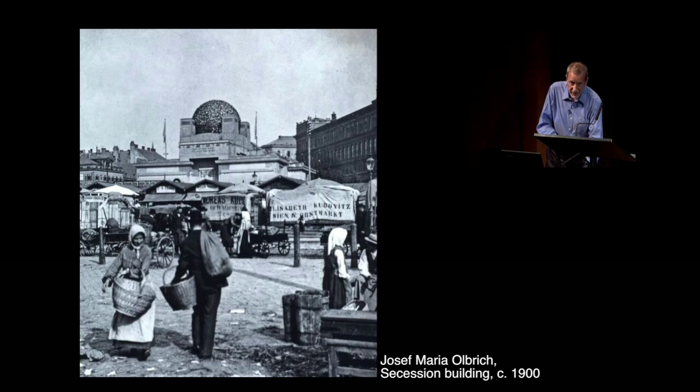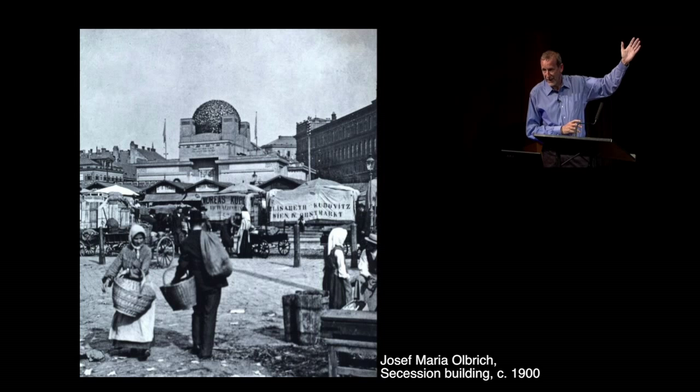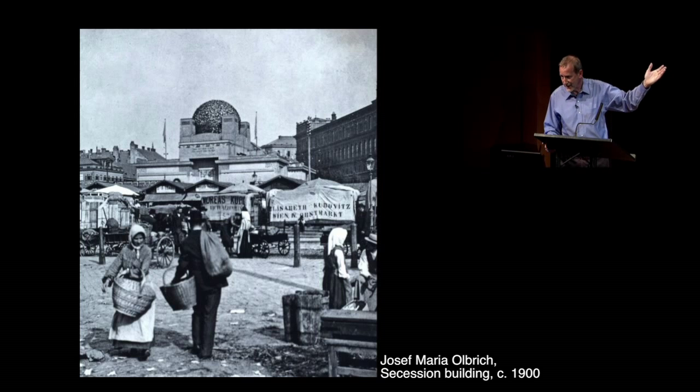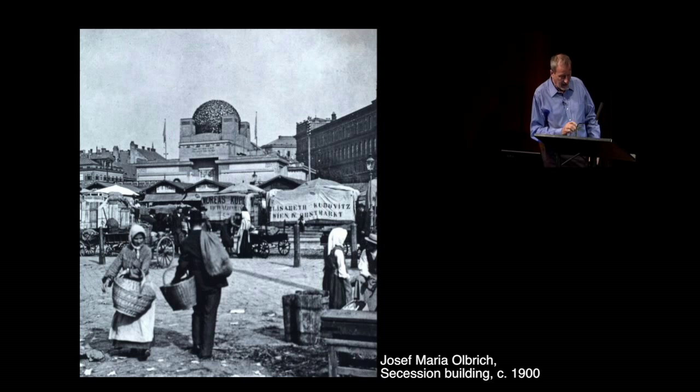So the secessionists form as an artistic group in 1897, and by 1898 they built their own exhibition building. And I chose especially this old photograph so that you realize what this must have meant for the Viennese. It's like an alien landed in Vienna, because you can see how it's really like a Balkan scene, you know, here with this marketplace.